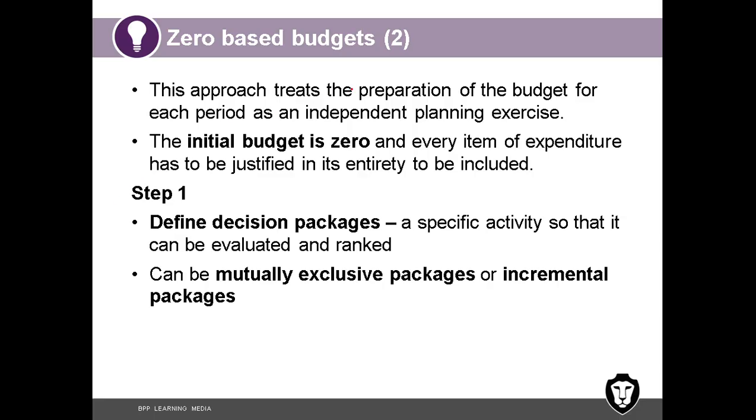This approach treats the preparation of the budget for each period as an independent planning exercise, meaning what? You are not connecting to the previous period. The initial budget is zero. Basically, you take a blank paper. You are not taking from last year's figures. You start with a blank paper, zero. And every item of expenditure has to be justified in its entirety to be included. Do we need this much? What's the benefit? Every cent you are including is going to be justified.